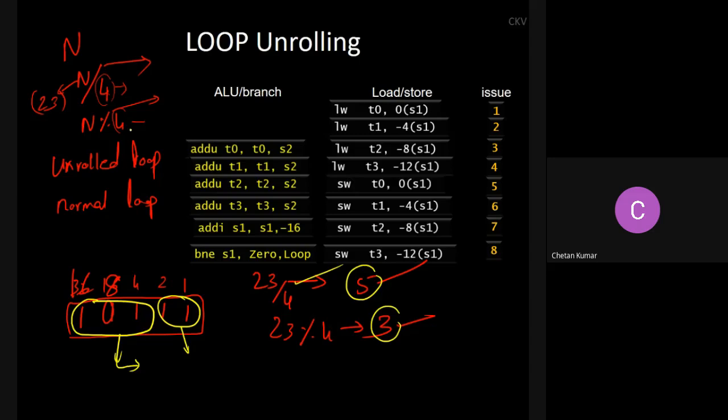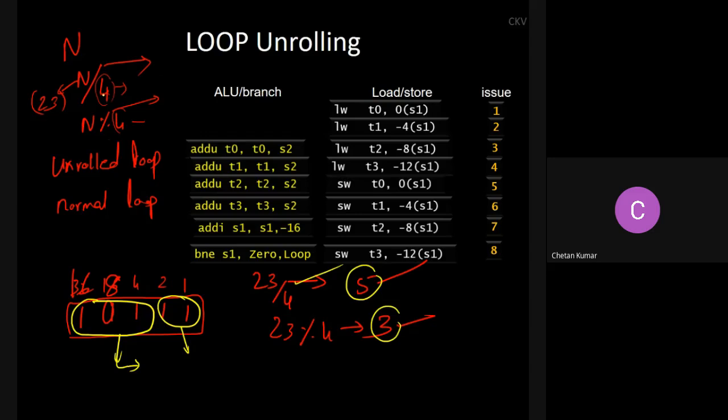So if you are dividing or trying to get a remainder for a number, when you try to divide it by a power of 2, it's as good as just extracting the bits. So here you are extracting 2 bits.